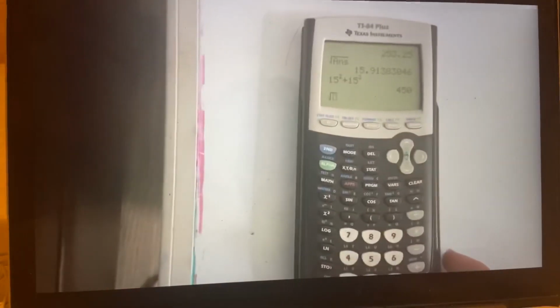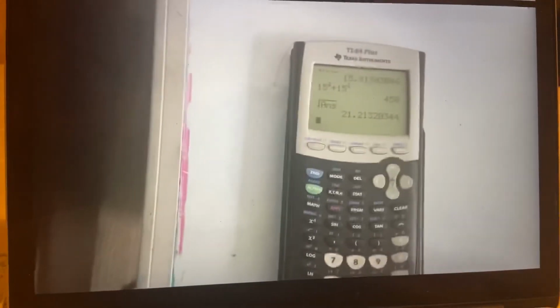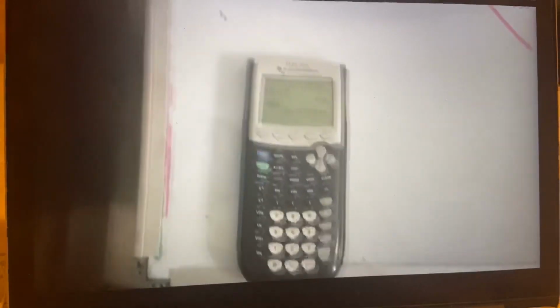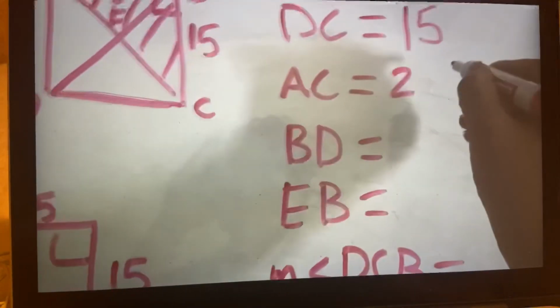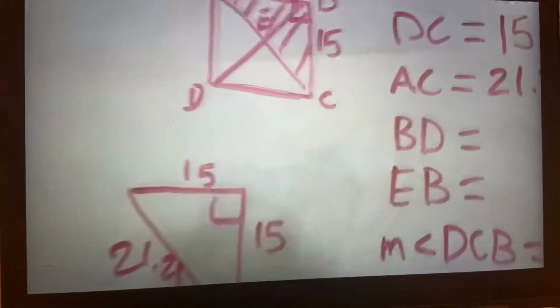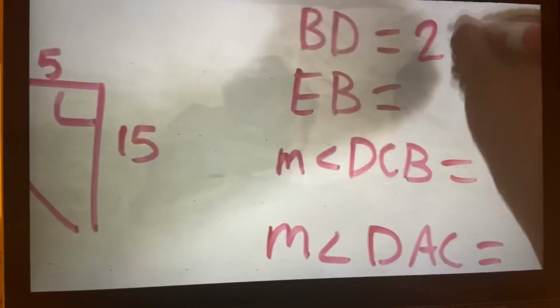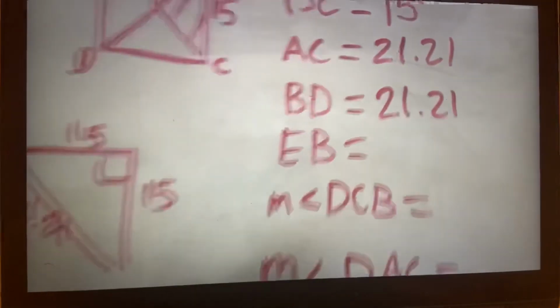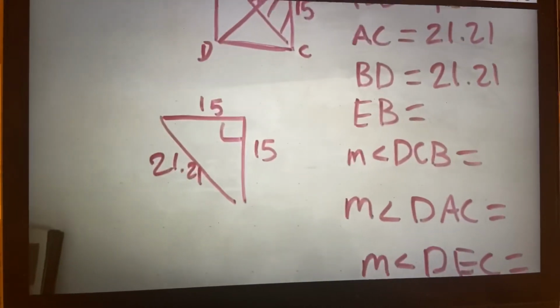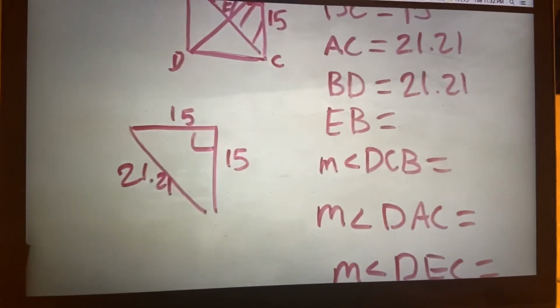And that is 450. We'll take the square root of that, and it'll be 21.21, which is AC. And now we found our AC value. And since we found our AC value, we have found our BD value, since diagonals are congruent.